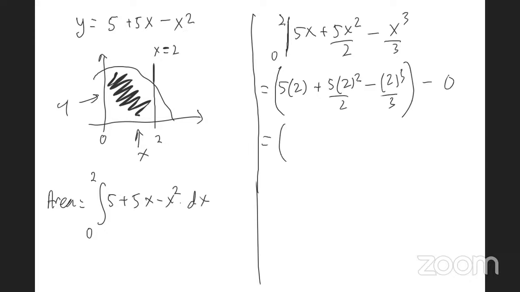So this is 10 plus, this is 2, right? 10 plus 10 minus what? 8 on 3. So that is 17 and a third units. Units, so I can put units squared. Good. Nice. Let's try the next one.